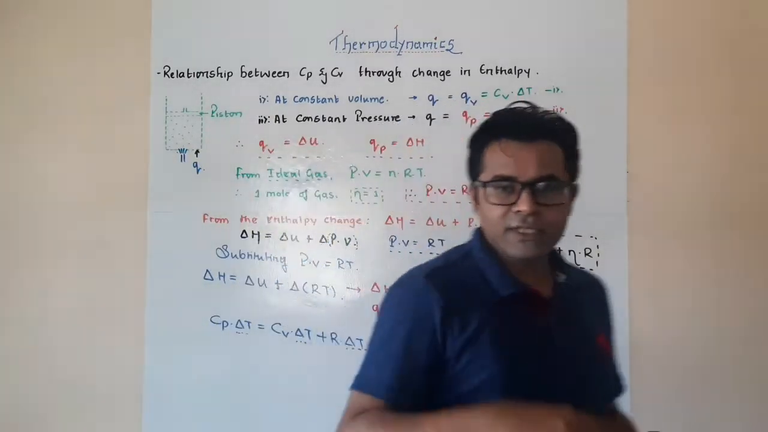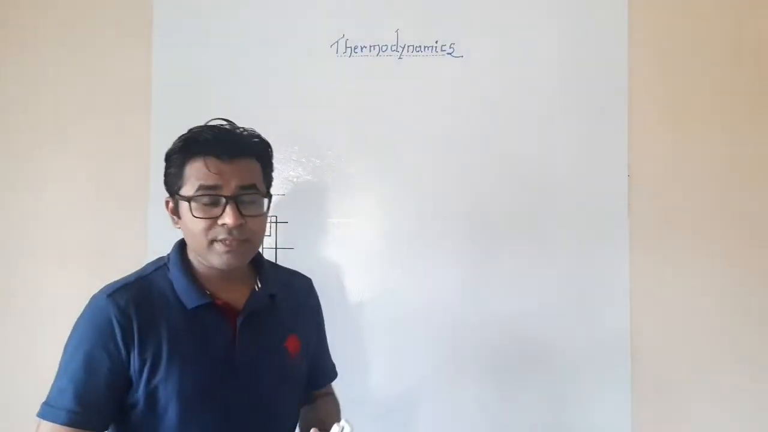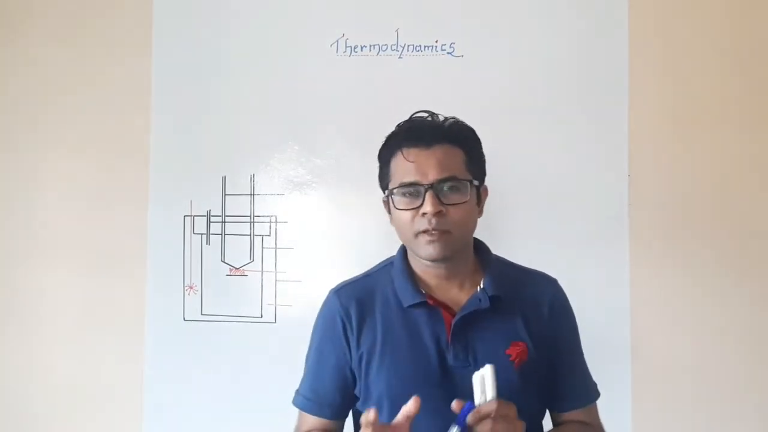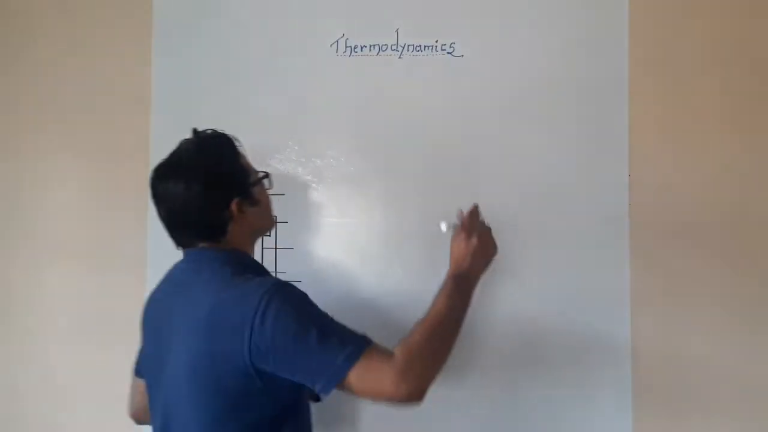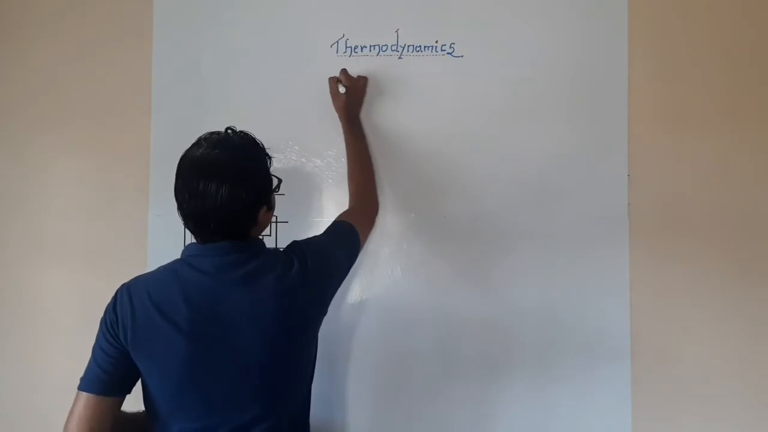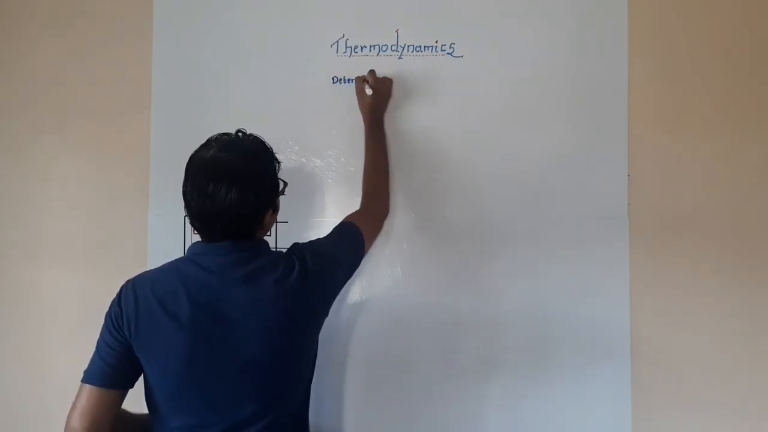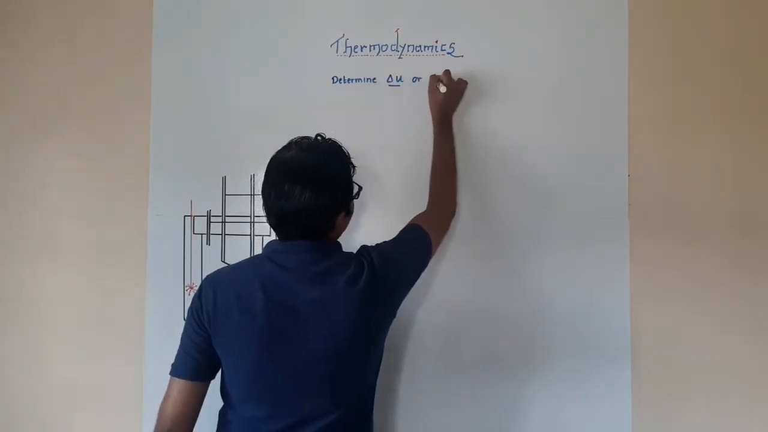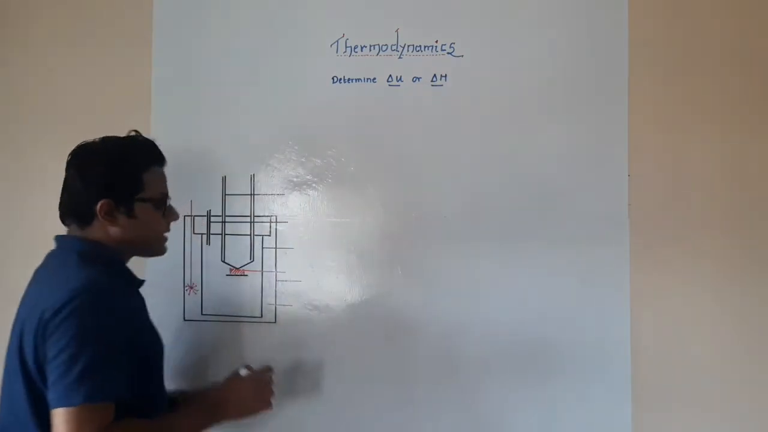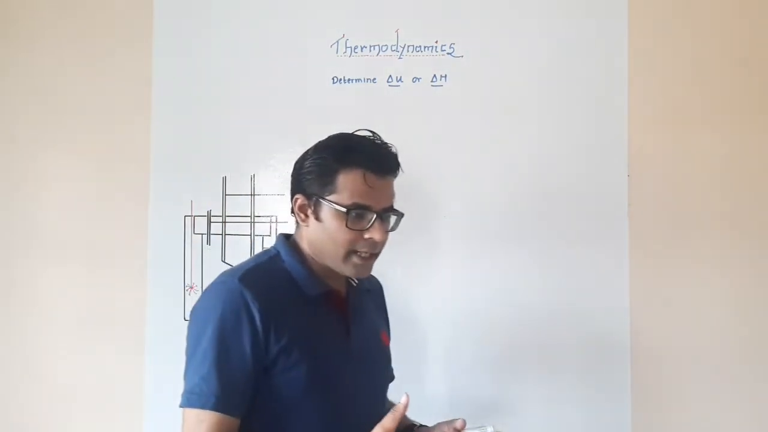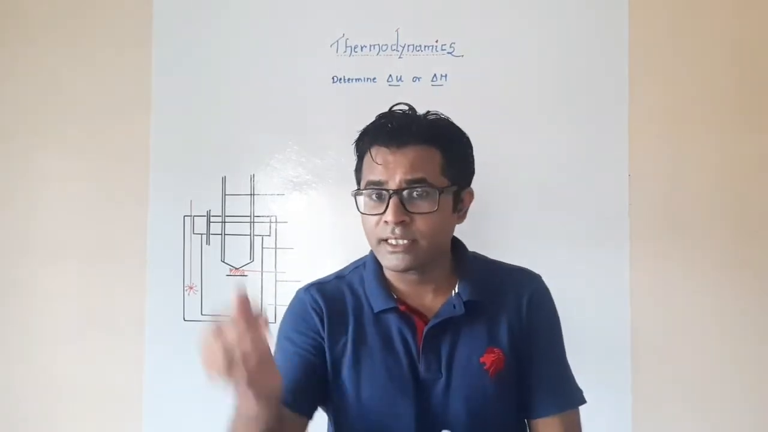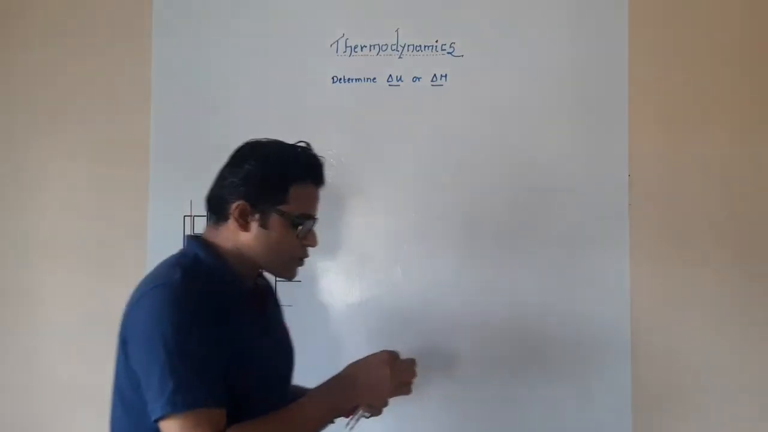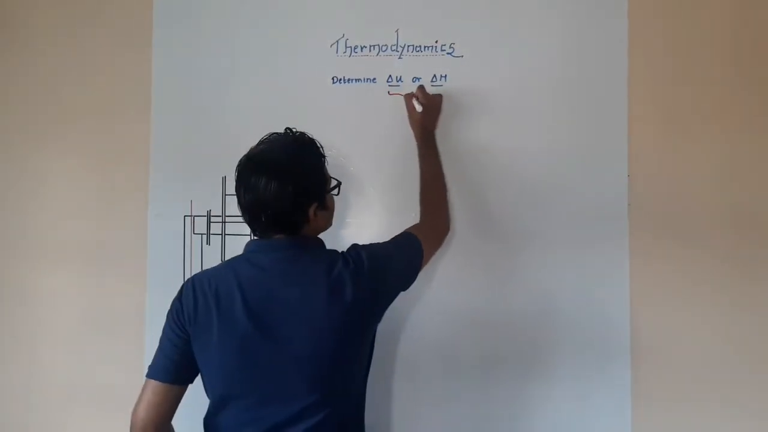Okay, so let's go with the next concept. Our next point of study is how to measure the delta U and the delta H of a particular reaction. So whether we are trying to determine the change in internal energy or the change in enthalpy, in short, we are looking at the change of energy that has been caused in this particular system.